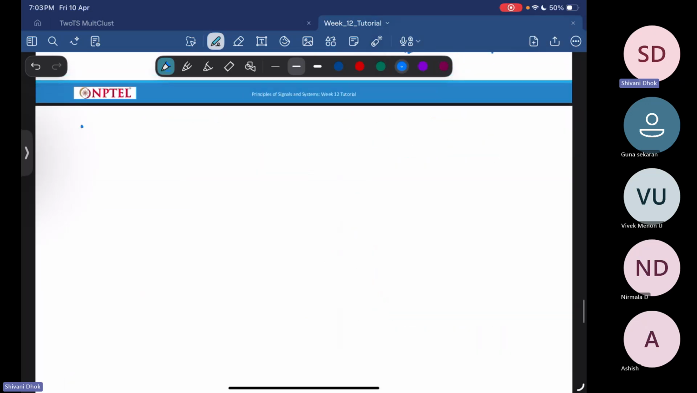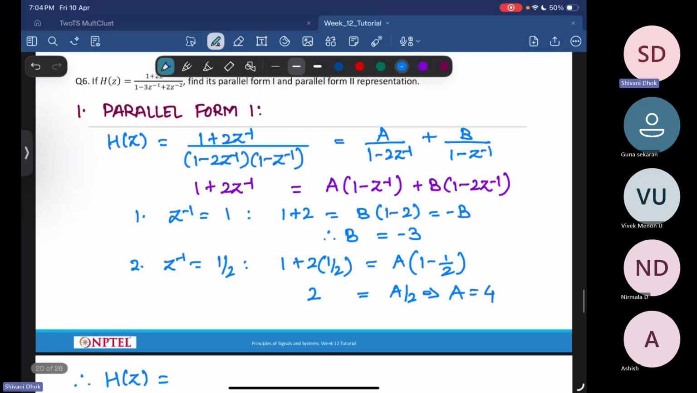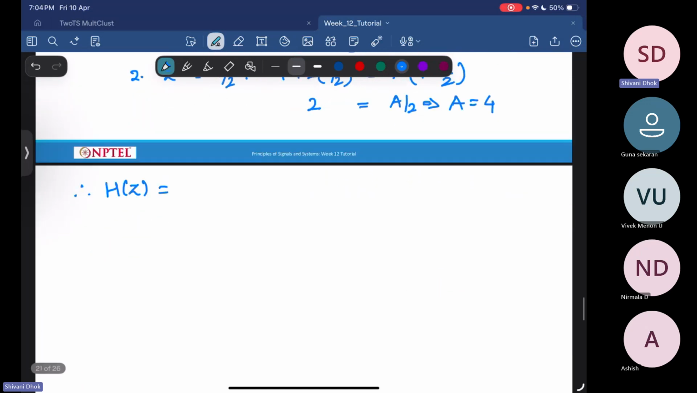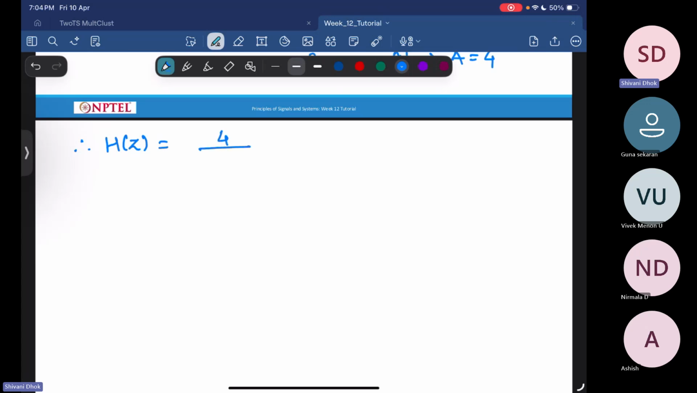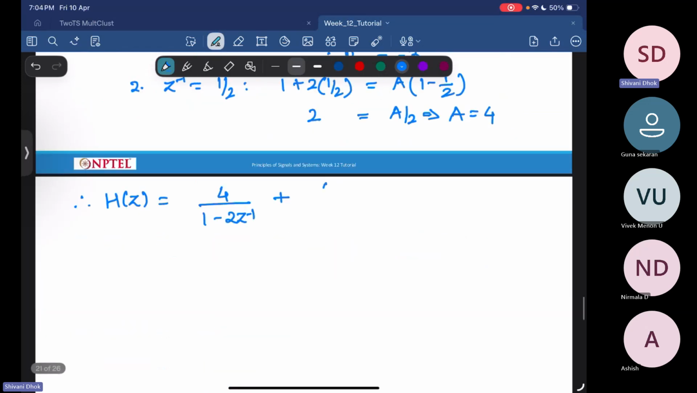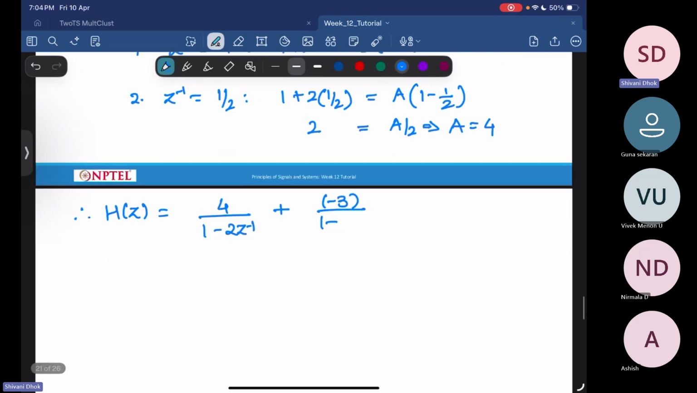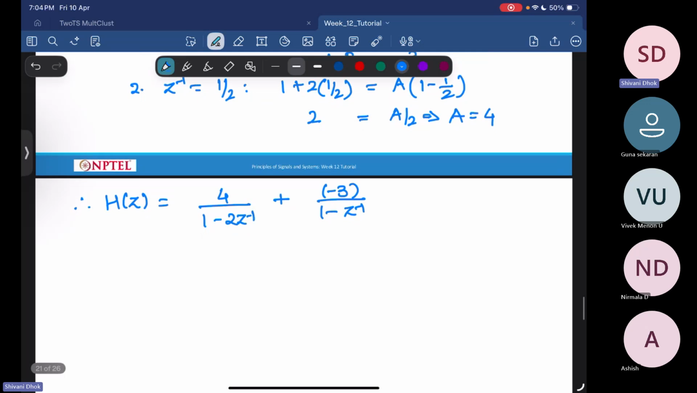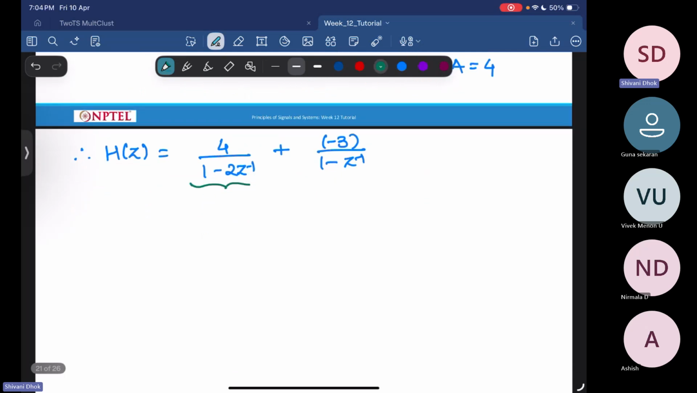So therefore, H of z comes out to be equal to, it was a upon 1 minus 2z inverse, so a is 4. So we have 4 upon 1 minus 2z inverse plus, I have minus 3, that is b, minus 3 upon 1 minus z inverse. So this is your H1 of z and this is your H2 of z.